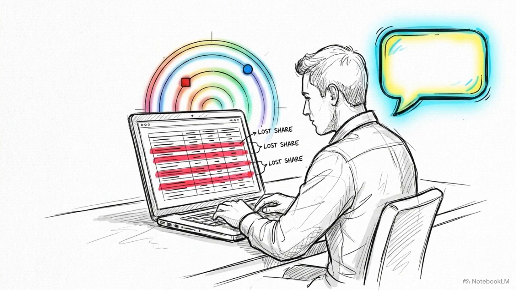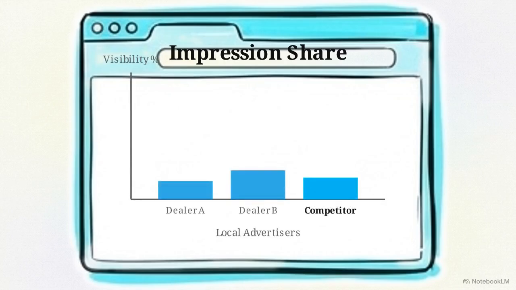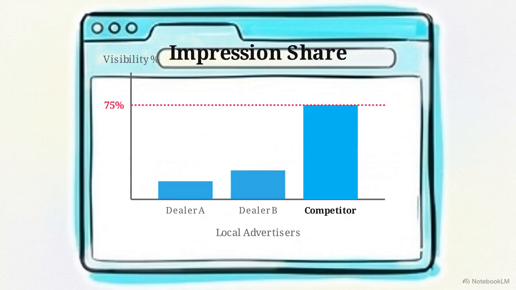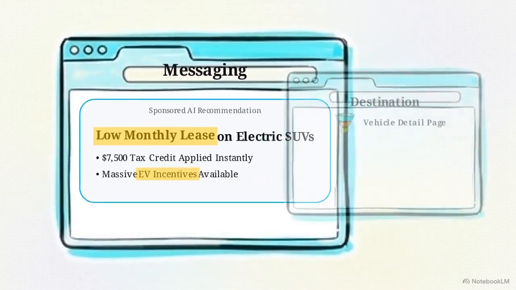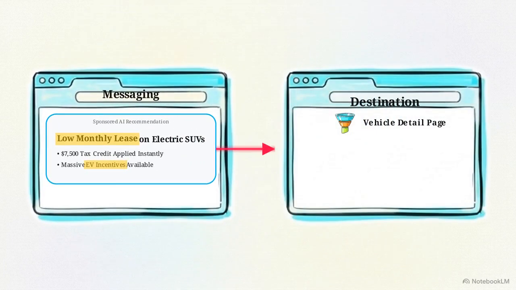Analyzing this captured data will expose exactly where your local traffic is disappearing. This bar chart displays the first metric you need to pull, impression share. By filtering a specific prompt, we see how often each local advertiser shows up. Here, one competitor appears in 75% of the recommended answers for this query. Expanding that dominant bar reveals our second metric, messaging. Looking at their isolated ad copy, we can see their exact positioning. They are emphasizing lease-first messaging and specific EV incentives, rather than general brand awareness.